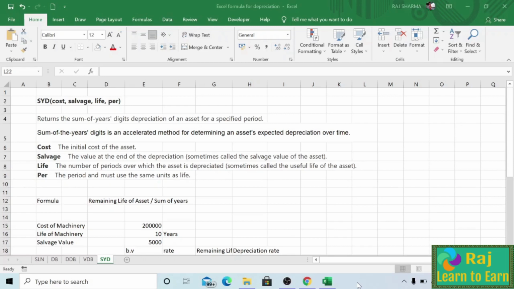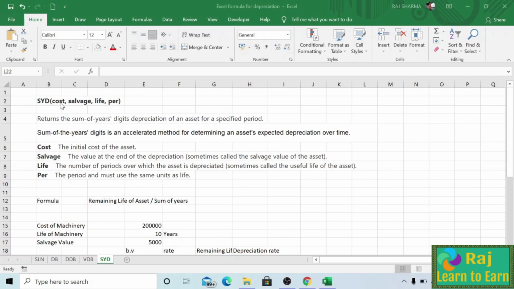Hello friends. In today's video we are going to talk about another depreciation calculation formula, that is SYD. It is the sum of year digits depreciation method, and it is an accelerated formula, meaning the depreciation will be charged at a higher rate in comparison to the straight line method in the initial years.